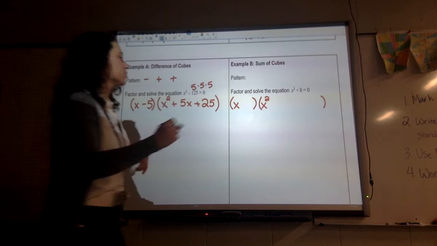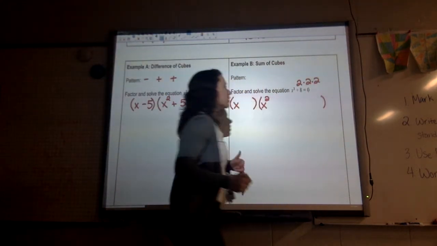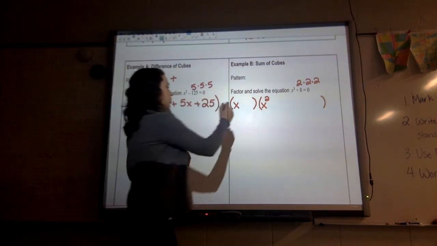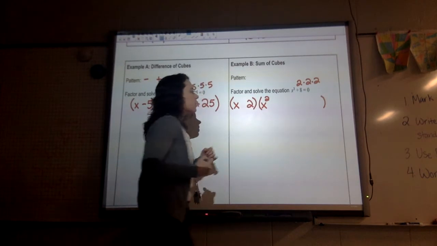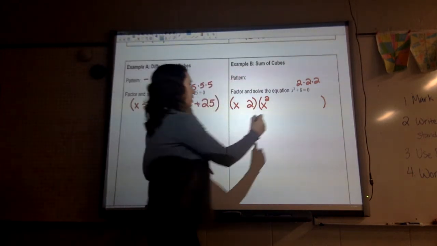I go and I look at the 8. 8 is the same thing as 2 times 2 times 2, so 3 2's. The little parentheses is going to get one of those 2's. The big parentheses is going to get the other 2 2's, okay? So 2 times 2 is 4.